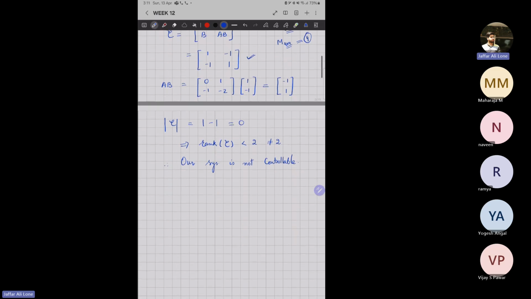Now let's look for observability. We have the observability matrix mathcal O, that will be C and CA. Correct? So in some books, you might see C transpose, then A transpose C transpose, A transpose square C transpose. That makes things confusing. That's why it's better to use this notation C, CA, CA square, because if you take the transpose of that, this will automatically come.